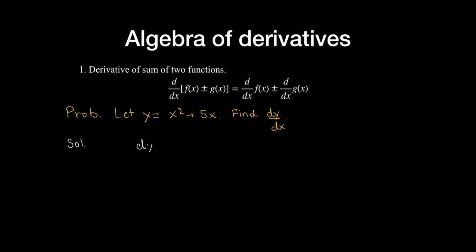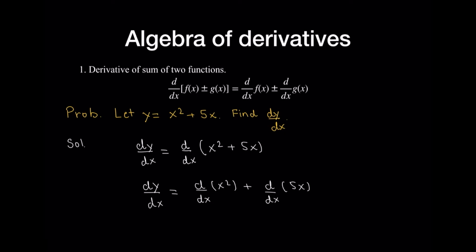So I have y equals x squared plus 5x, so I can write dy upon dx as d upon dx of x squared plus 5x. And let's use the theorem. So I can write it as d upon dx of x squared plus d upon dx of 5x. So the derivative of x squared is simply 2x, and the derivative of 5x is simply 5. So here's my result. And now let's move to the next theorem.